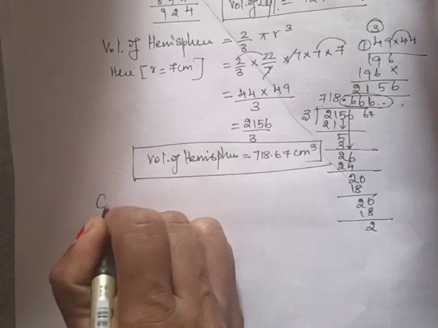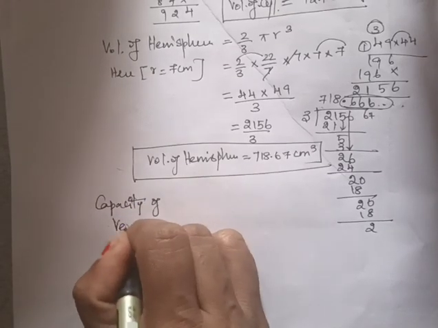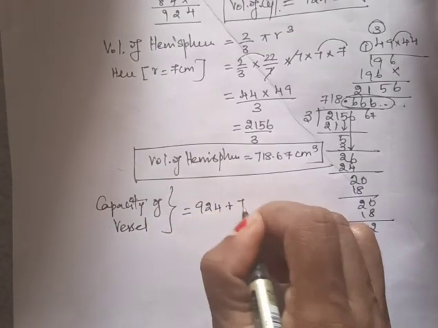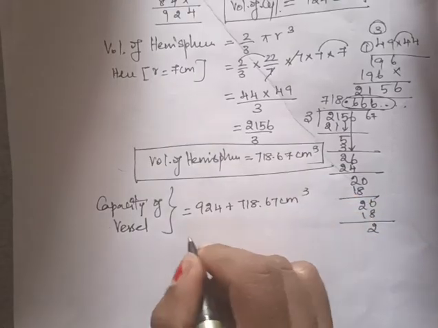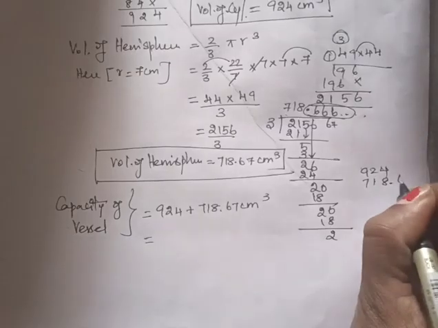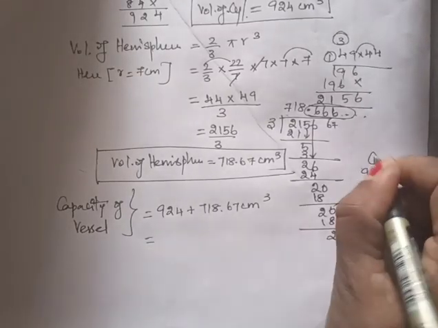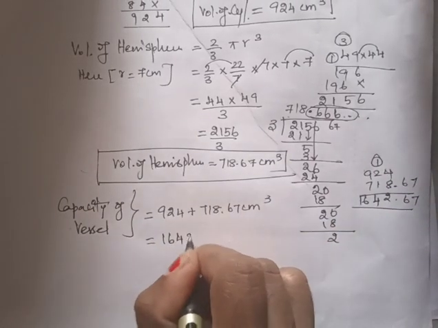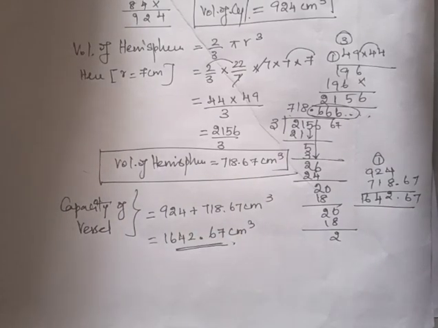By adding these values we can get the capacity of the vessel. 924 plus 718.67 centimeter cube. 924 plus 718.67. 4 plus 8 is 12, remaining 1, 4 plus 1 is 16. 1642.67 centimeter cube is the capacity of the vessel.